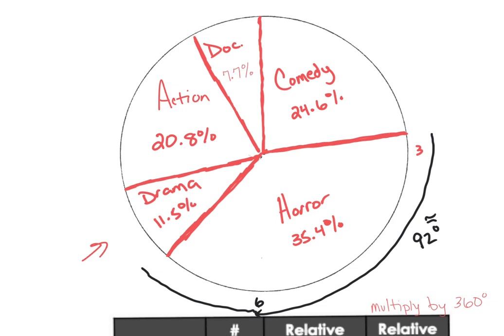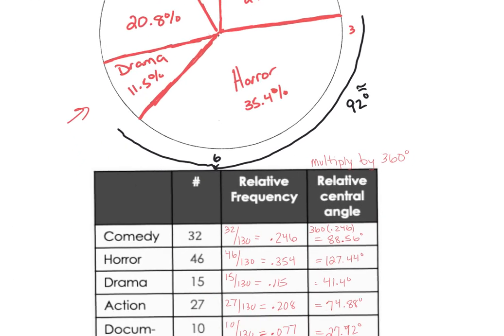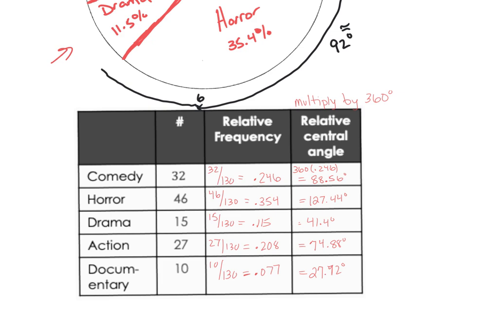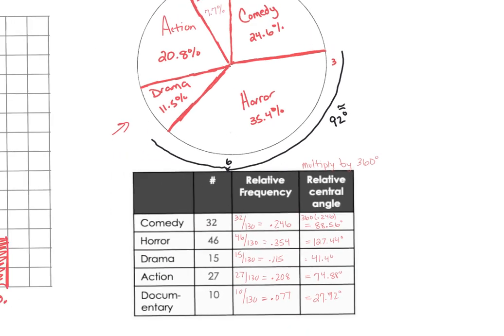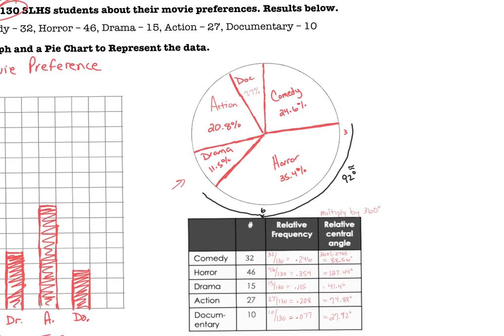And what we want to do is multiply the 360 by the relative frequency in decimal form to figure out how big the central angle should be. And then from there, use that to figure out how big your section should be. And then from there, the last step, again, make sure you label it. So this was movie preference.